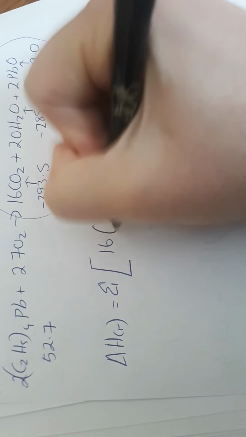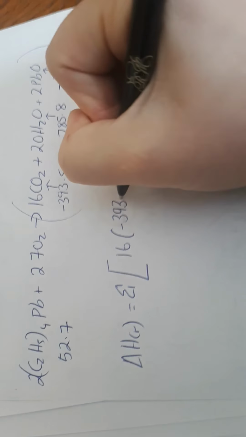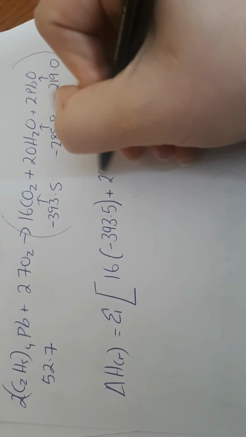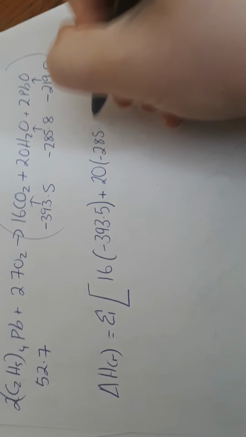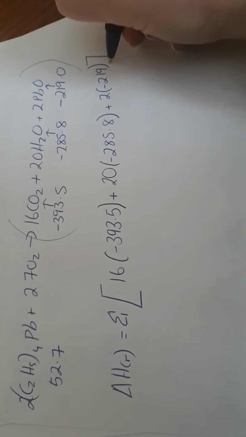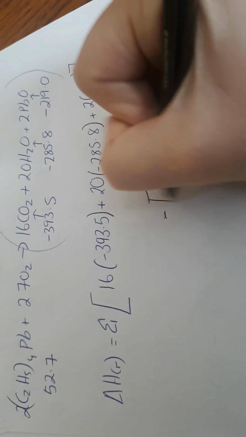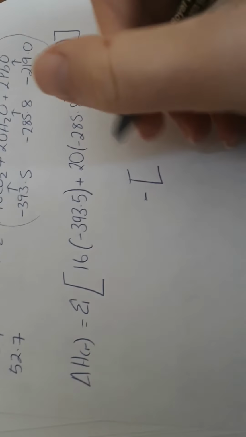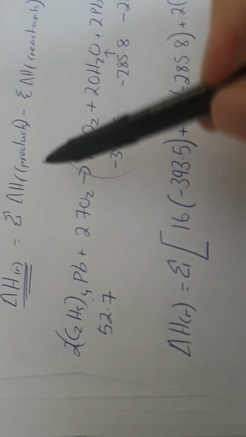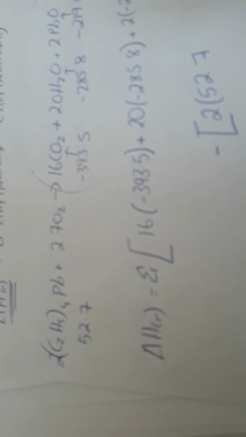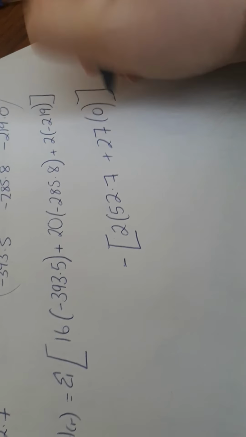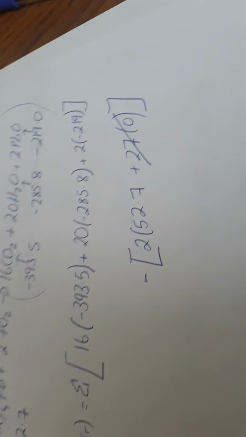So I have 16 multiplied by minus 393.5 plus, because it's the sum of, 20 by minus 285.8 plus 2 times minus 219. And it is minus the delta heat of formation of my reactants, sorry. So I have 2 by 52.7. Now, I'm given no information about oxygen. So anything we're not given information about, we just put it as 0.